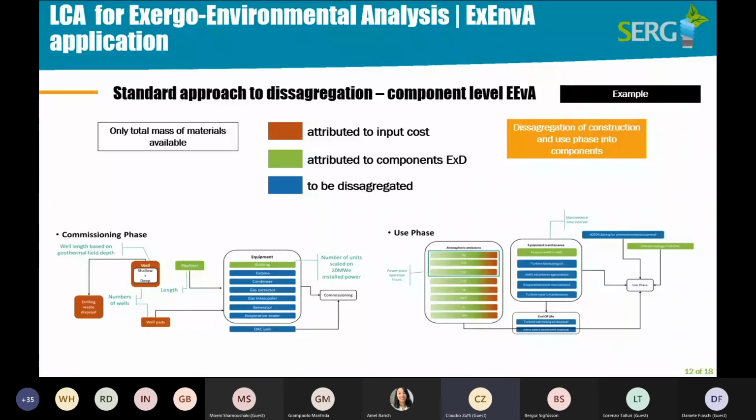Then once the inventories have been disaggregated, we will calculate the single score of all the plant components and processes, paying attention to proper division of surface and subsurface equipment or related emissions. All subsurface components, the brown elements, are attributed to the input of the system, so they represent the fuel cost of the power plant.